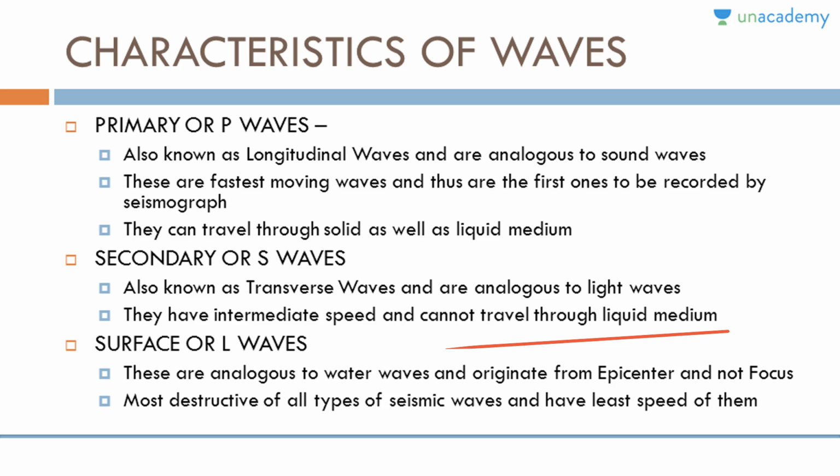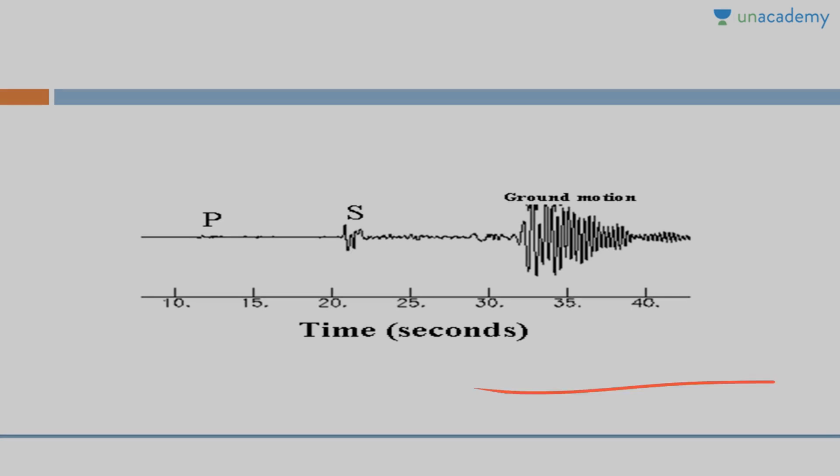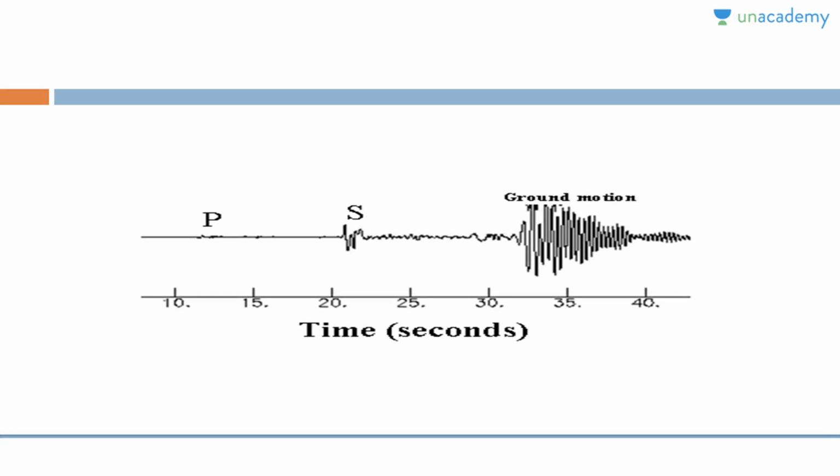The surface waves or L waves are analogous to water waves, and they originate from the epicenter and not the focus. These are the most destructive of all types of seismic waves, and they have the least speed of them. So here you can see how the P, S and L waves are recorded by seismograph, and you may see that P waves have the highest frequency while the L waves have the lowest frequency.